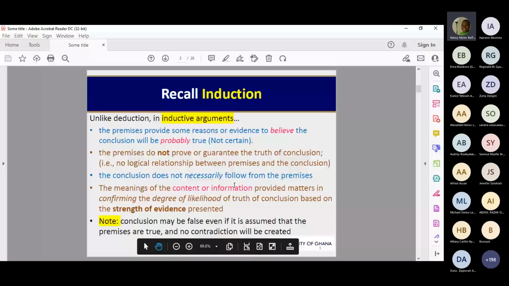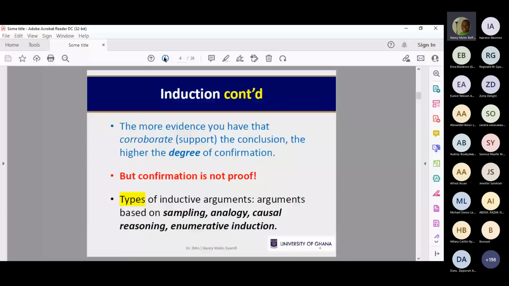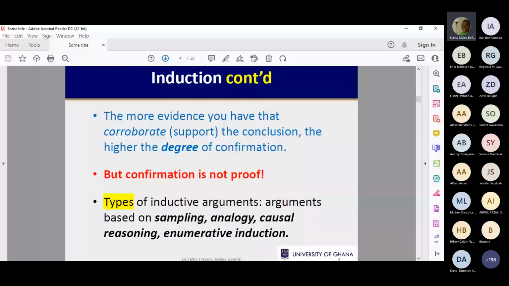Unlike deduction, which looks at whether, if the premises are true, the conclusion must also be true, else you create a contradiction. So if I have several evidences that corroborate, meaning it supports, it agrees with, the conclusion that I'm drawing.